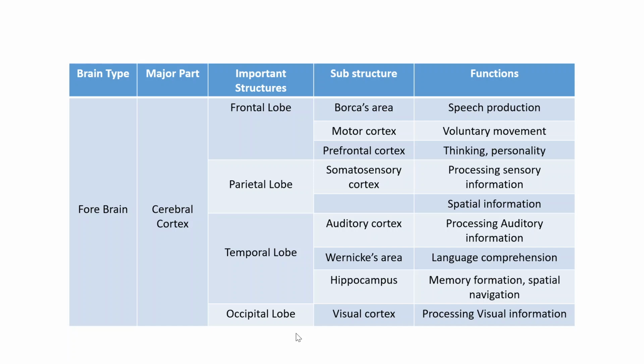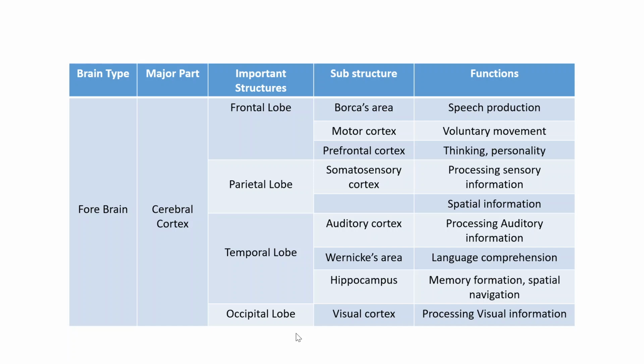Parietal lobe. This contains the somatosensory cortex. It is related to integrating sensations, the experience of sensations you get. Temporal lobe, audition, which means processing sounds. Wernicke's area, which is comprehension of language, whether the person is able to understand the language or not.